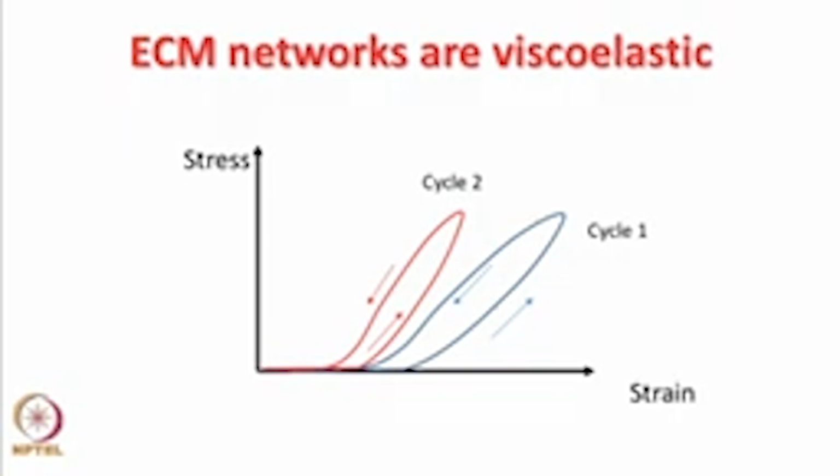So, with that I stop here for this lecture. To recap, what we have discussed is just a brief background of how to characterize properties of solids and fluids, and with that background we will now try to understand what aspects of an ECM network make it behave like a solid or a fluid or something in between. Thank you for your attention.